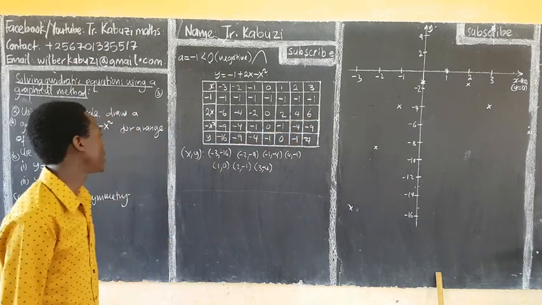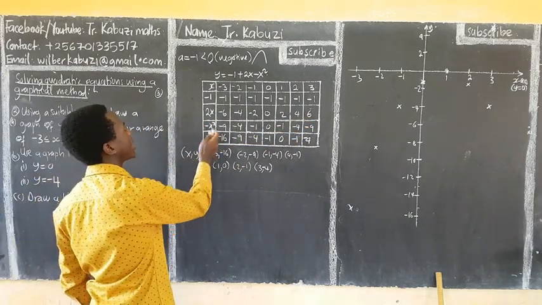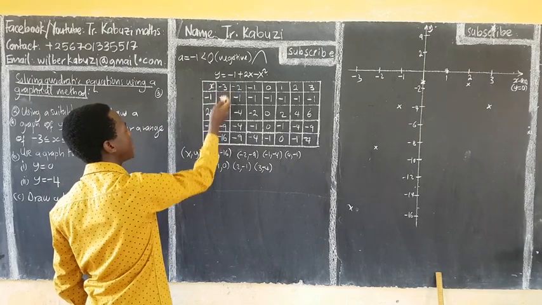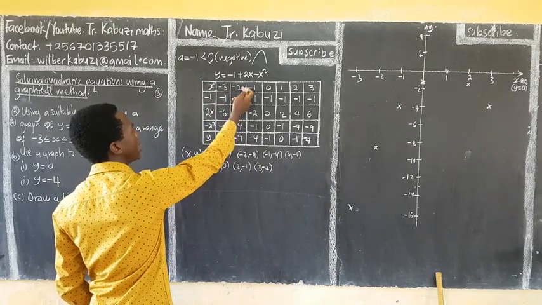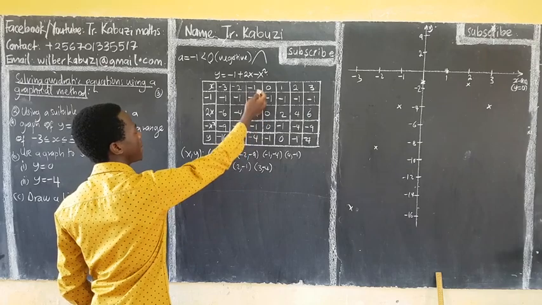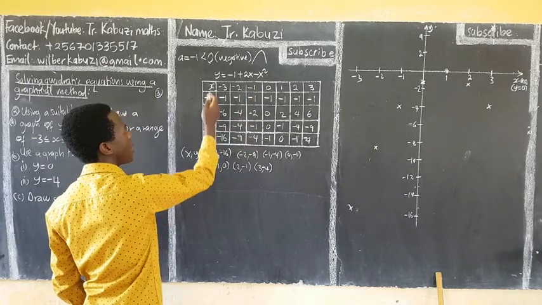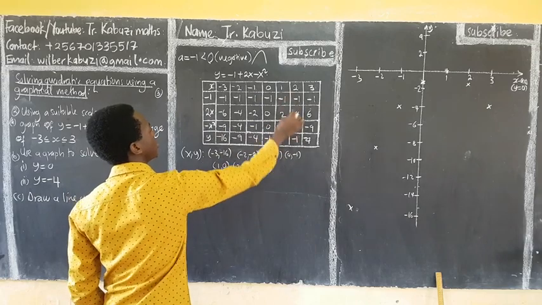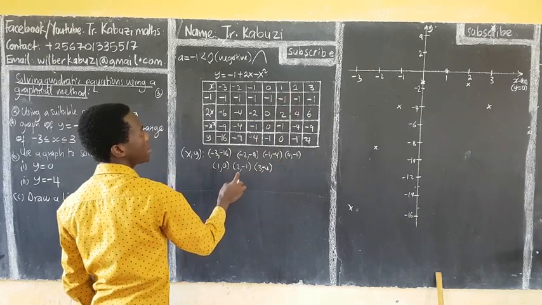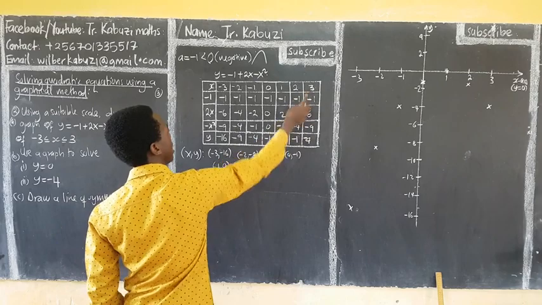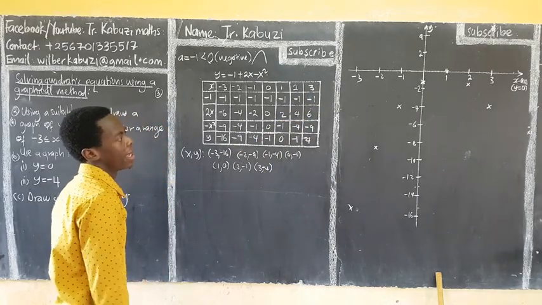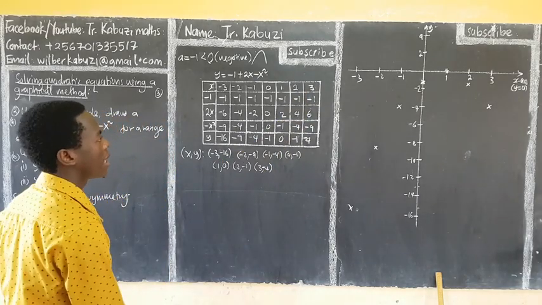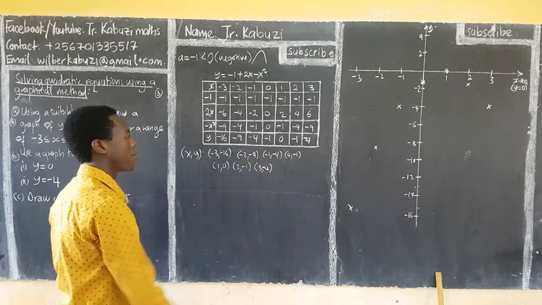Then to get the coordinates, you say xy: -3, -16; -2, -9; -1, -4; xy. That's what we are picking. 0, -1; 1, 0; 2, -1; 3, -4, like that. Then the table, everyone I think is okay with the table. So I'm done with the table.